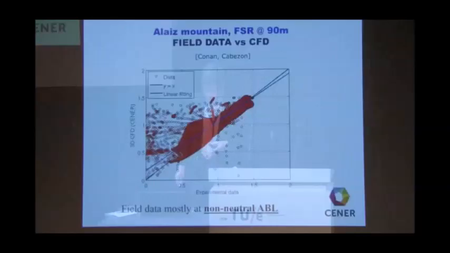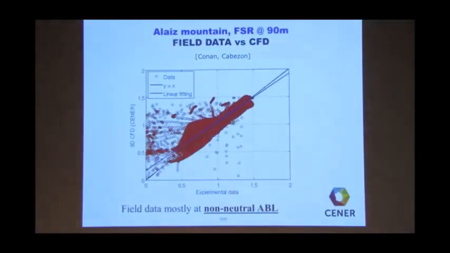If you go to non-neutral conditions, that means the field data, it doesn't fit at all. This is CFD, this is experimental. They are not along the line. There are a lot of outliers. And CENER, the Center of Renewable Energy in Spain, attributes this to the fact that there is never a neutral condition in this mountain, they say. So that's a real problem.